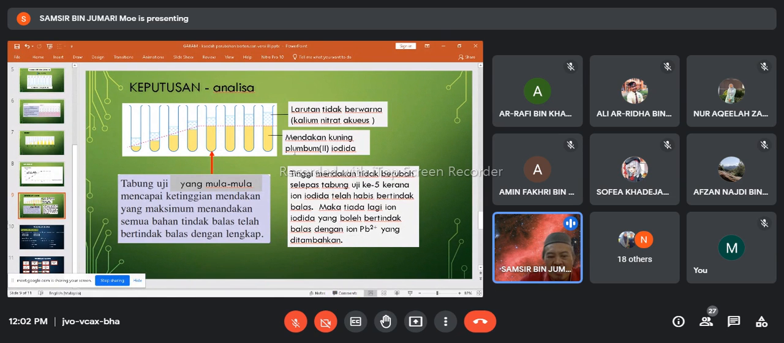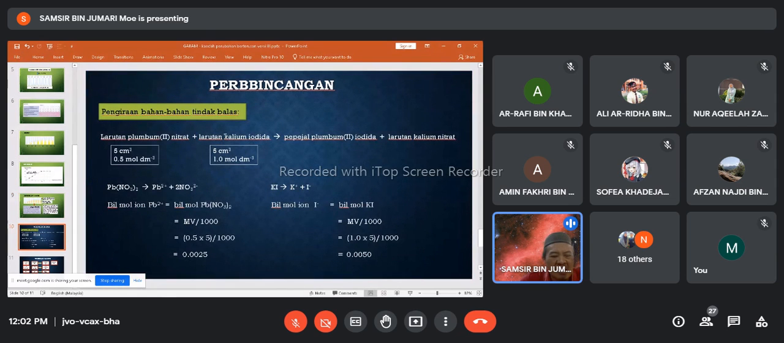Okay, maknanya tak ada lagi hasil yang kita bentuk selepas itu walaupun ditambah kalium iodida. Okay, so maknanya kat sini kita tahulah tindak balas lengkap telah berlaku kat sini, kat situ. So kita akhirnya boleh mengira bilangan mol yang sepatutnya telah bertindak balas.